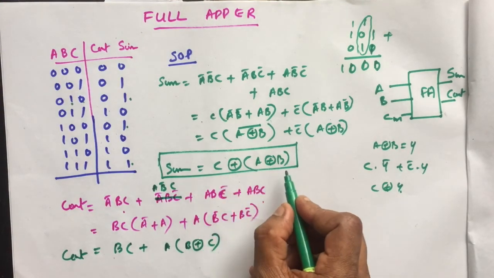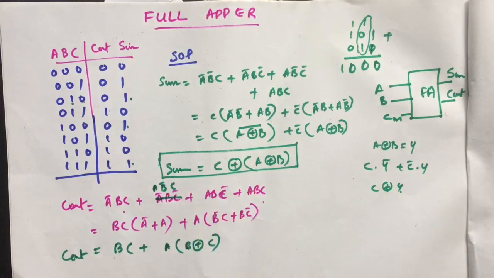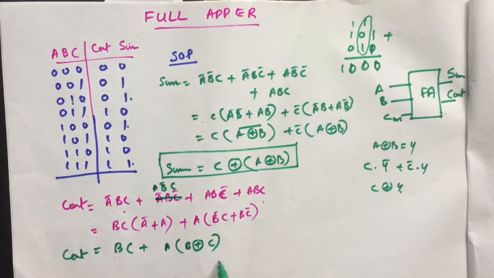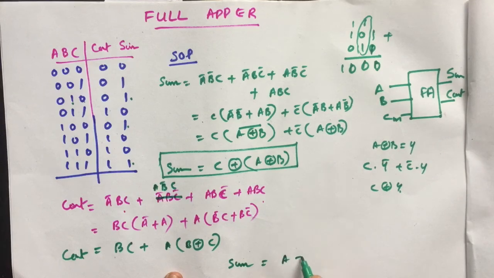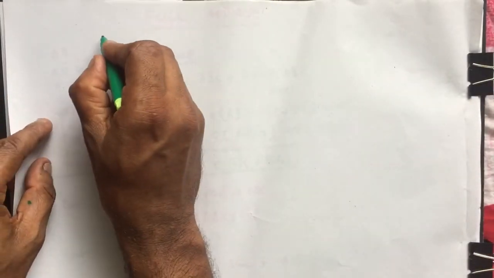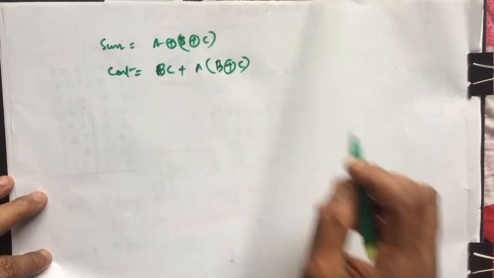Now C XOR A XOR B can be written as A XOR B XOR C, using the commutative property. So sum is equal to A XOR B XOR C, and carry out is equal to BC plus A into B XOR C.